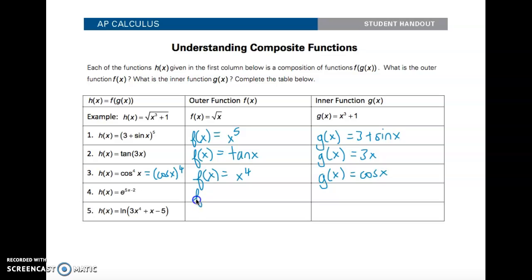For this one, my outer function is my exponential, my e function, and my inner is 5x minus 2. And for the last one, your outer function is natural log, and then your inner function is 3x to the 4th plus x minus 5. So that's the first step in dealing with composite functions and derivatives, being able to identify your outer and your inner functions.